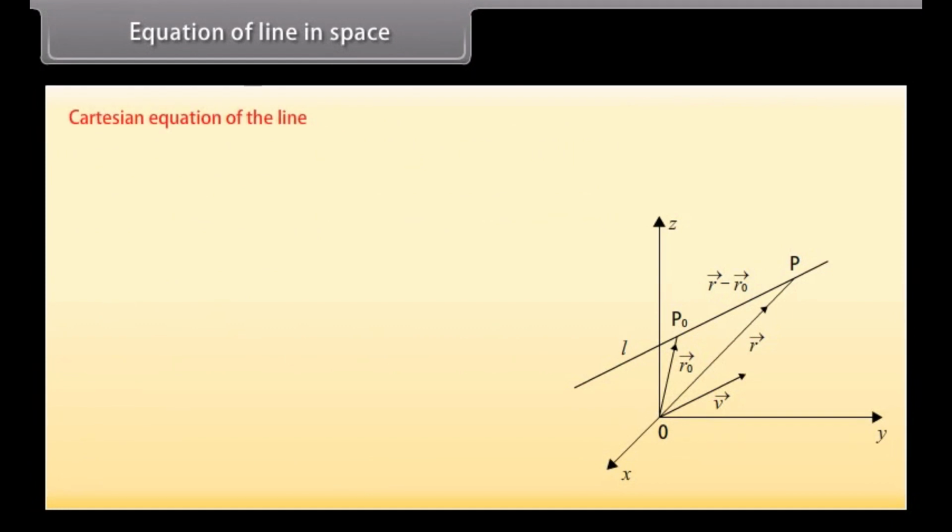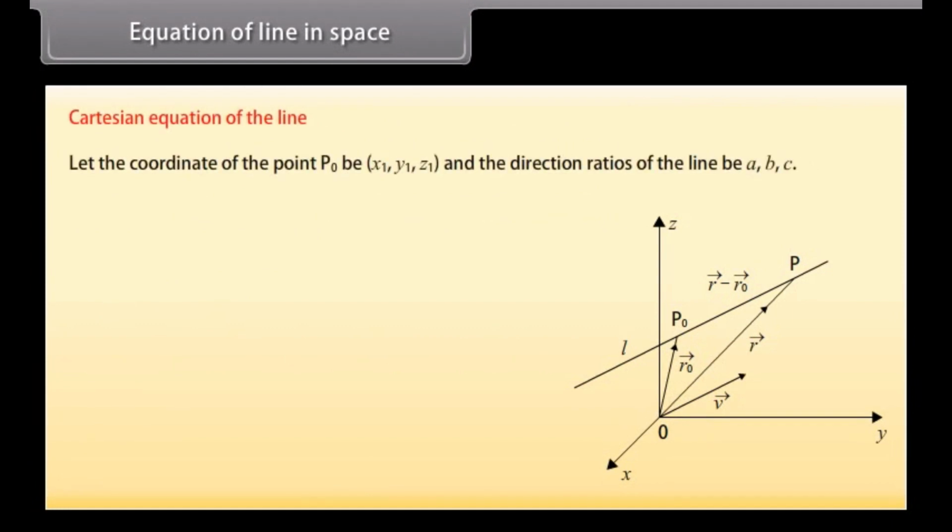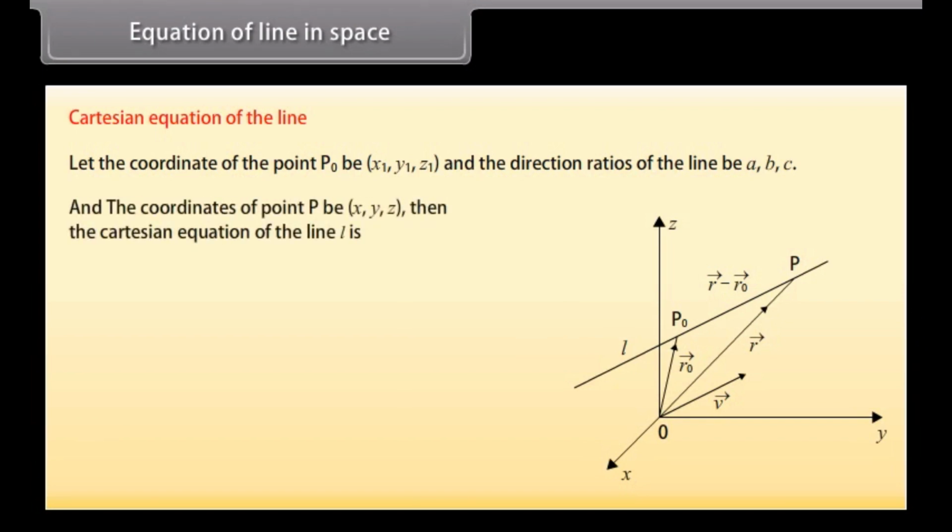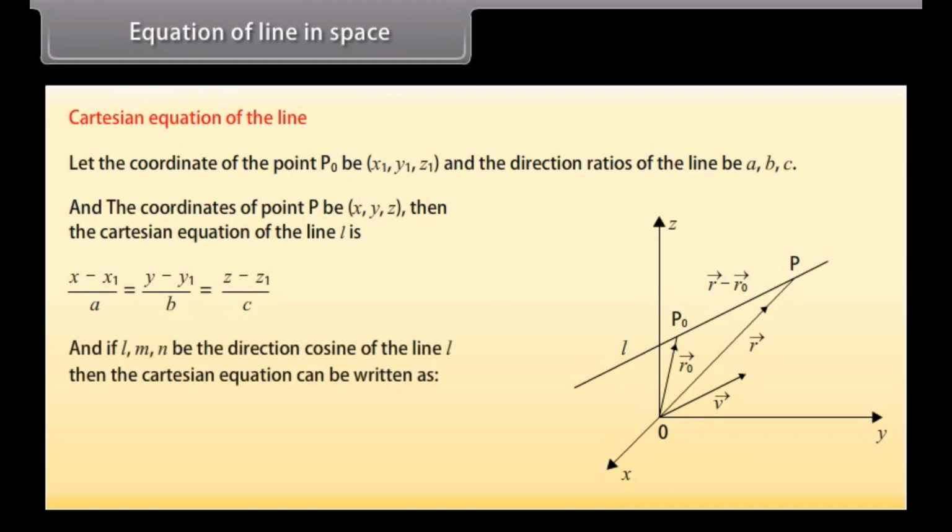Cartesian equation of the line. Let the coordinates of the point P0 be x1, y1, z1 and the direction ratios of the line be a, b, c. And the coordinates of point P be x, y, z, then the Cartesian equation of the line is x minus x1 by a equals y minus y1 by b equals z minus z1 by c. And if L, M, N be the direction cosines of the line L, then the Cartesian equation can be written as x minus x1 by L equals y minus y1 by M equals z minus z1 by N.